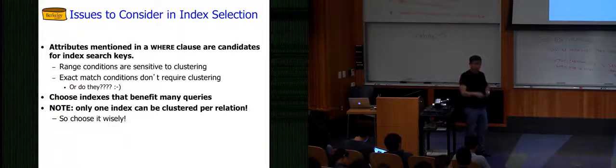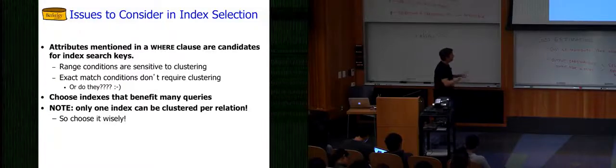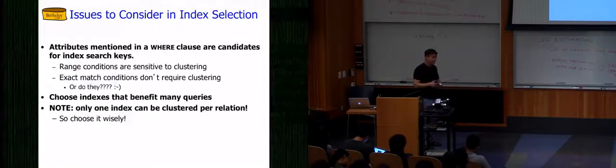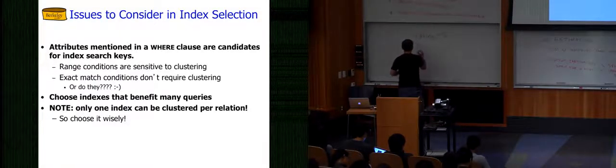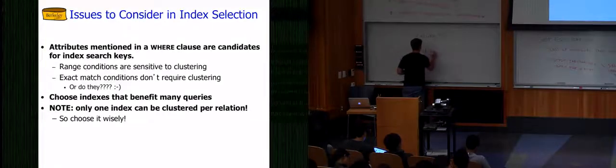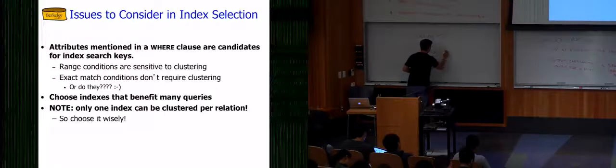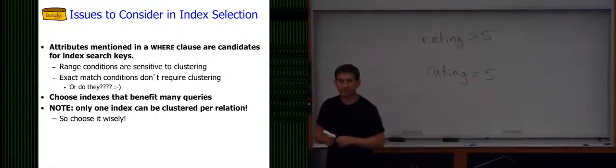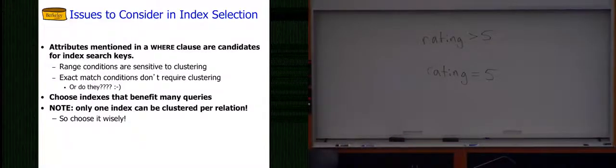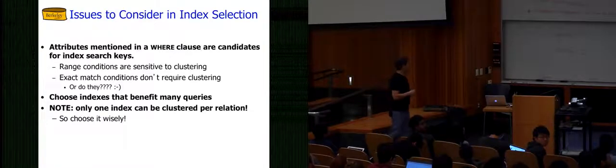If you have equality queries, rating equals 5, does clustering help? How many people think clustering only helps for range queries? It does not help for equality queries. How many people think clustering helps for equality queries also? All right. For those of you who raised your hand, why would that be true?